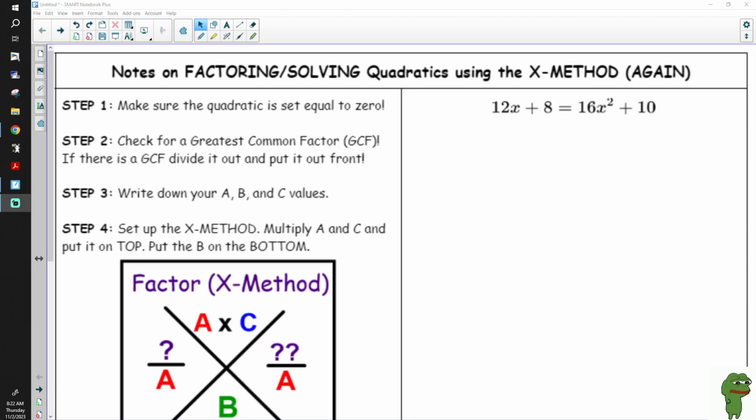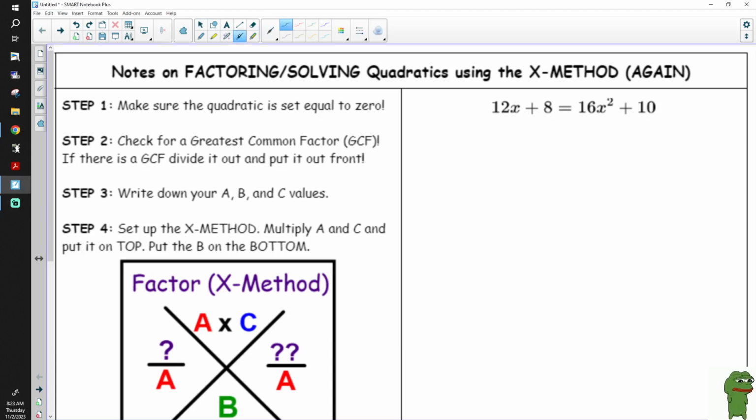Here we go. Step number 1. Make sure the quadratic is set equal to 0 and in standard form. Is this one set equal to 0? No. Sometimes it will already be. Sometimes you gotta make it equal to 0. This one is not set equal to 0.